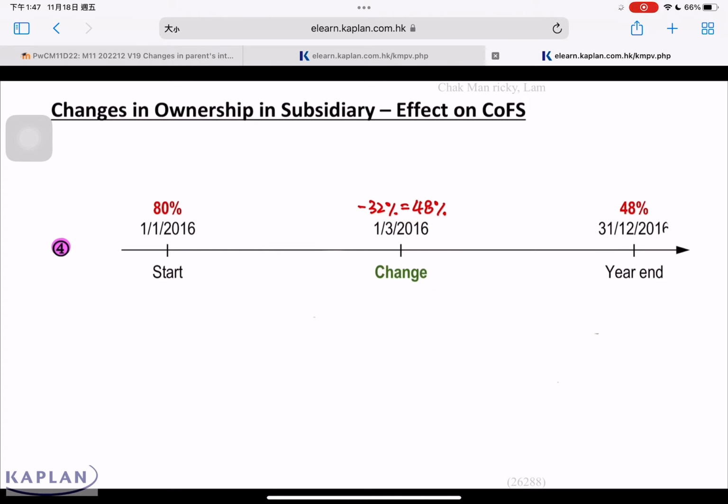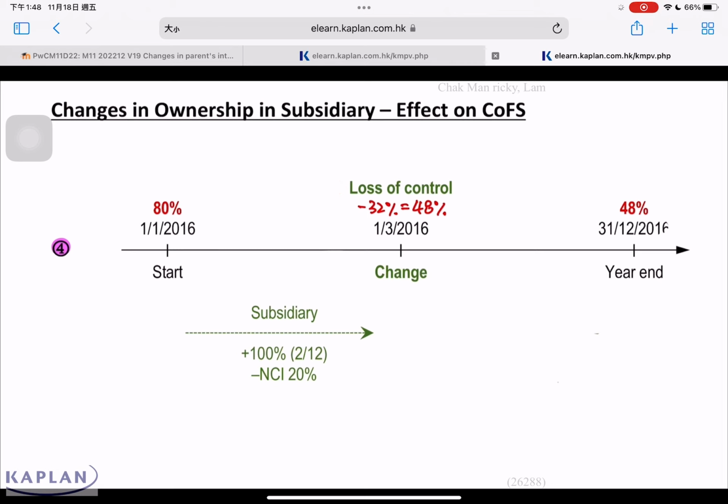Assuming that less than 50% is loss of control, that's the assumption. For the first 2 months, XY is considered a subsidiary. The profit and loss will be consolidated 100% for the first 2 months. If you consolidate 100% for the first 2 months, you must let NCI share. In this case, it is 20% for the first 2 months. Assuming that on this day, this change results in loss of control.